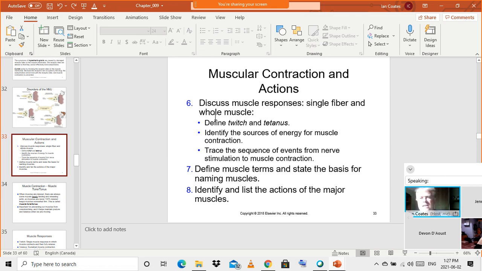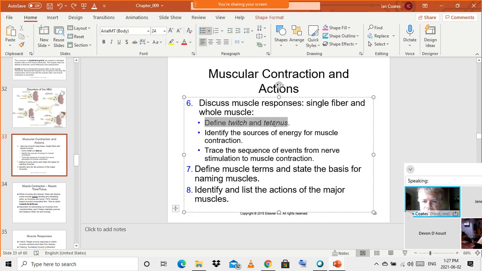We're going to discuss muscle responses, single fiber and whole. Two words here, twitch and tetanus. We're going to identify sources of energy for muscles. We're not going to go too deep into all of this, but we'll give you guys a bit of an idea. We're going to define muscle terms and state the basis for naming muscles.